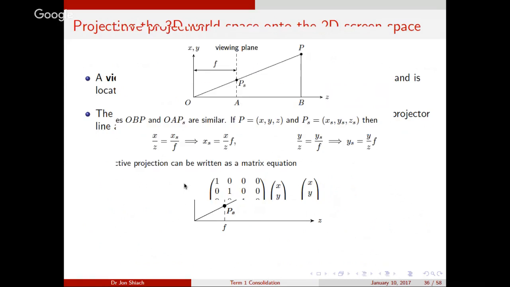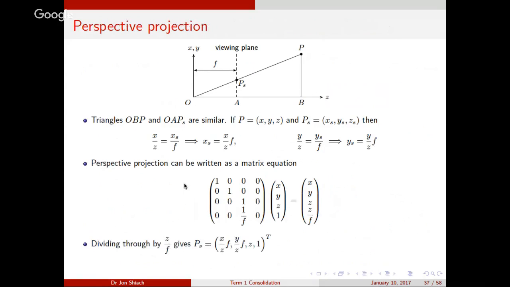So how do we go from 3D world space coordinates to screen space coordinates? Well, if we take this diagram, the same diagram from before, I've labelled O for origin, A for this point, B for this point. Now the triangle OAPS is similar to the triangle OBP. Similar means it's the same shape, just scaled up or down.